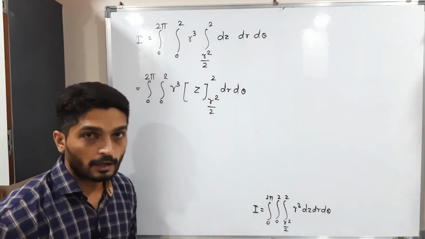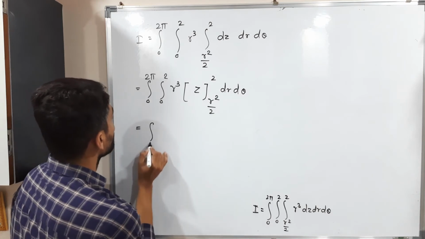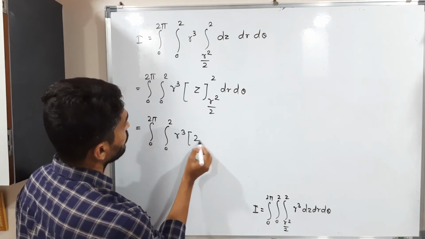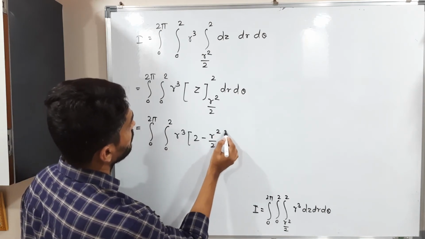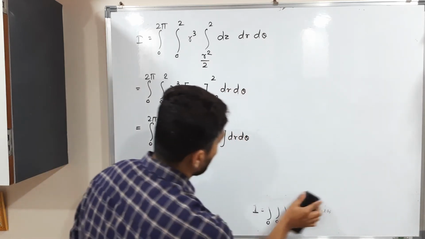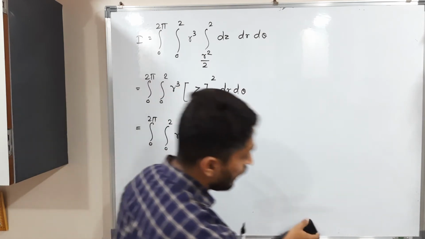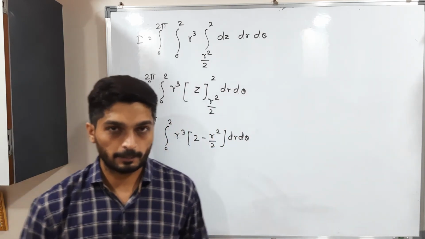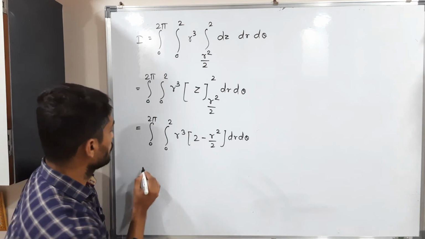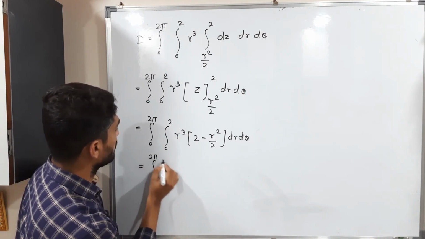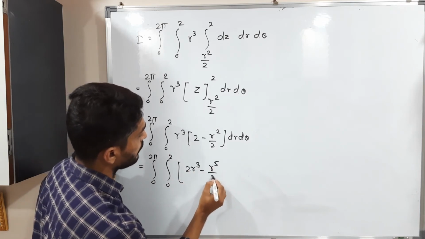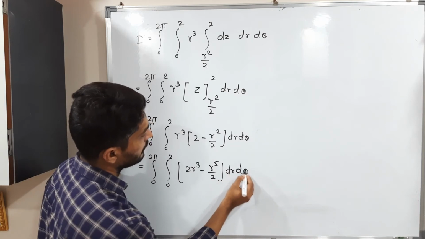So let us put the upper limit. After that I will put the lower limit. So integration 0 to 2 pi, 0 to 2, r cube into 2 minus r square by 2, dr d theta. Now I will remove this, it is not required now. So now we have to integrate with respect to r, but before that I will solve that bracket. I will take the product of each term of this bracket with this r cube. So this is equal to integration 0 to 2 pi, 0 to 2, 2r cube minus r raised to 5 by 2, dr d theta.